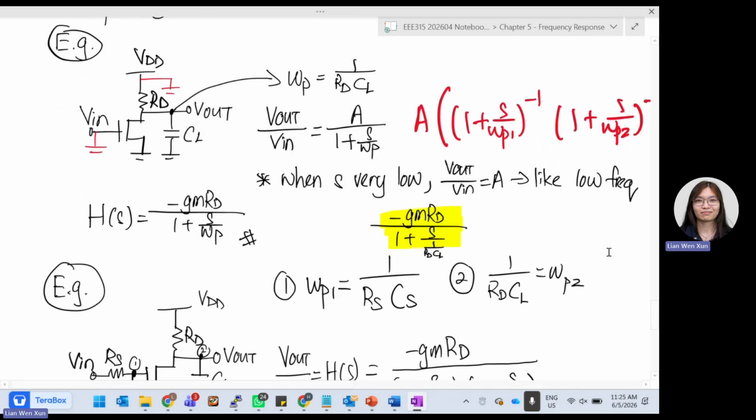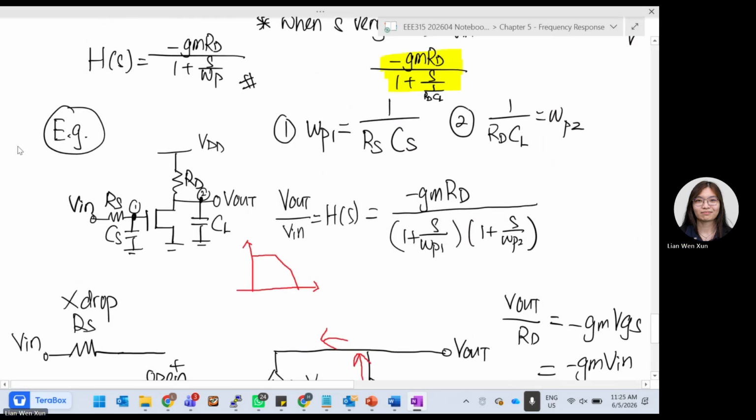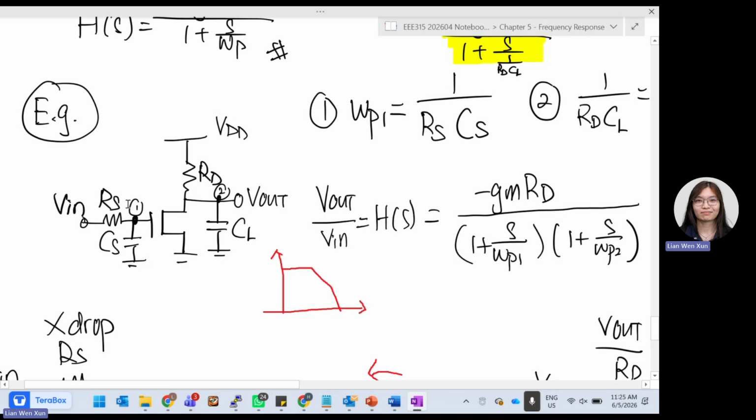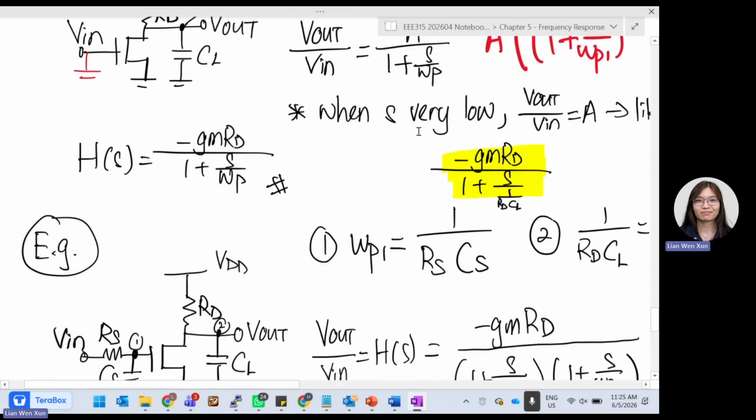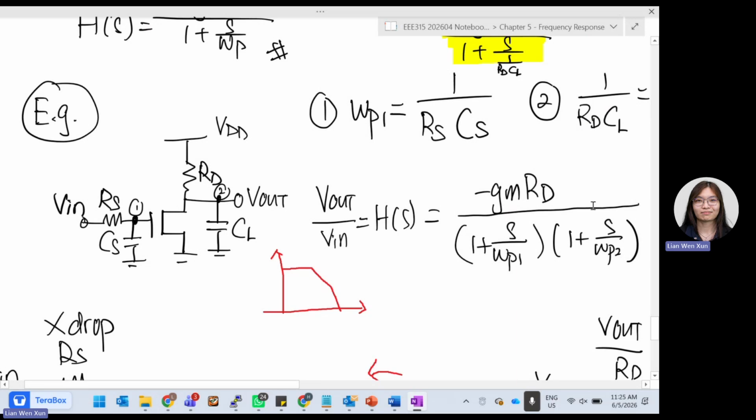Okay, then the next example, we got another circuit. This is a type of common source amplifier as well, meaning that the input connects to maybe some resistor, some capacitor, doesn't matter. But the input goes directly into the gate, output to the drain, source is grounded. So it's a common source. Generally, we see it's a common source, and then we substitute into the formula just now. We already know that it's supposed to have negative GMRD over 1 plus S over omega P, but we are not sure how many poles there are.